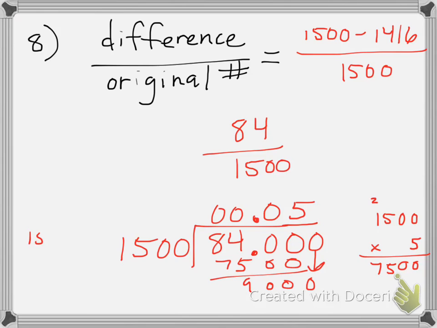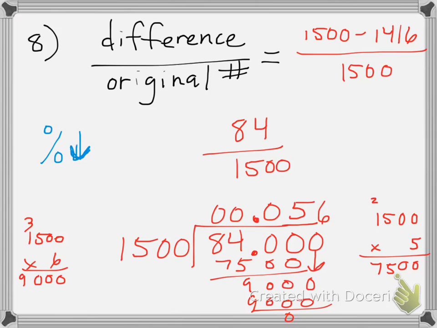So after you show all your work, you guys can do it on your own. I'm doing it off to the side. And here's your decimal, but remember we're finding percent decrease, so we need to turn this decimal into a percent. The way you do that is by moving the decimal 2 places to the right. So it's going to be 5.6%.